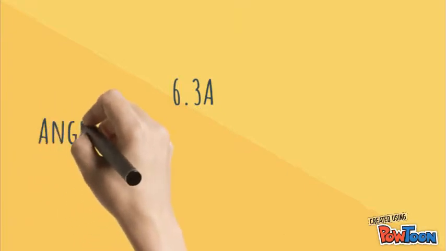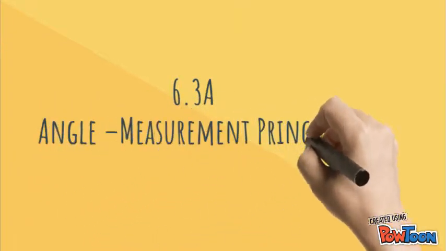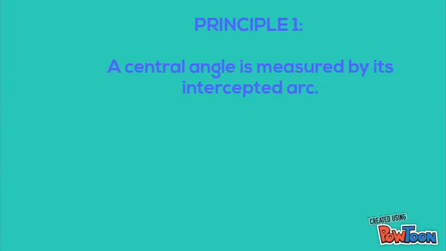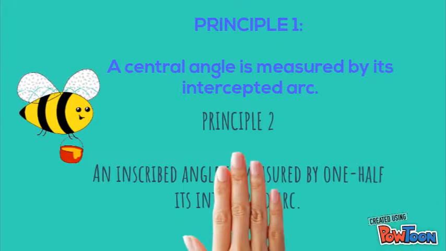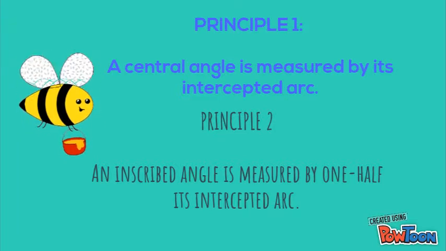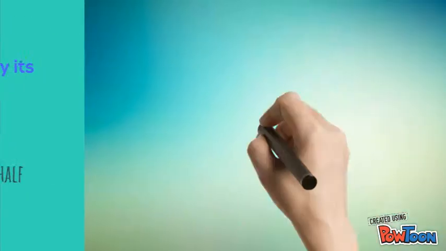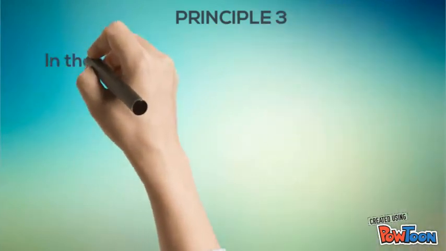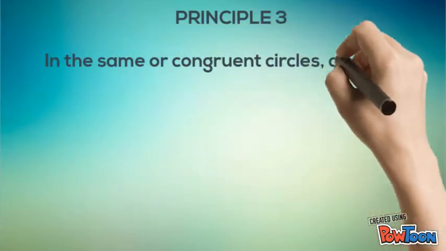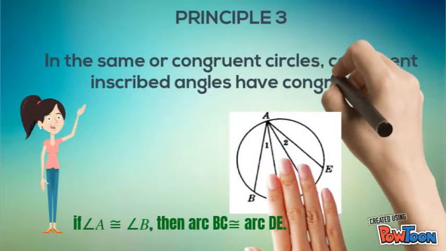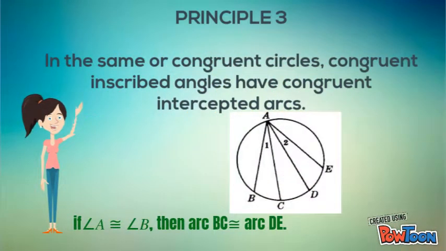6.3a Angle measurement principles. Principle 1. A central angle is measured by its intercepted arc. Principle 2. An inscribed angle is measured by 1/2 its intercepted arc. Principle 3. In the same or congruent circles, congruent inscribed angles have congruent intercepted arcs. If angle A is congruent to angle B, then arc BC is congruent to arc DE.